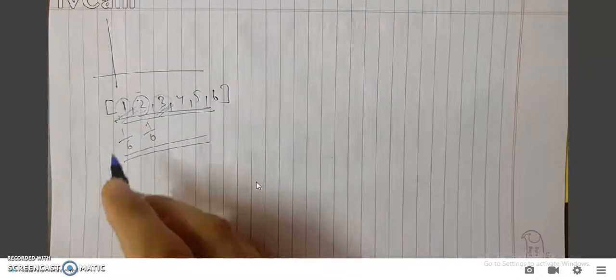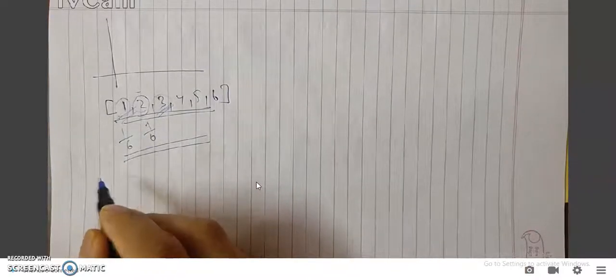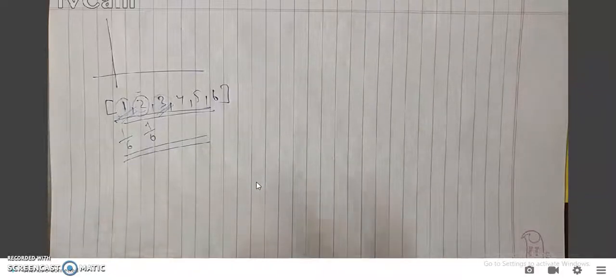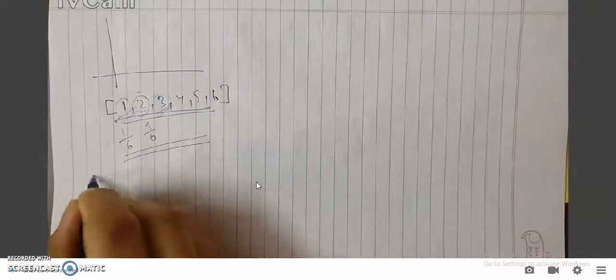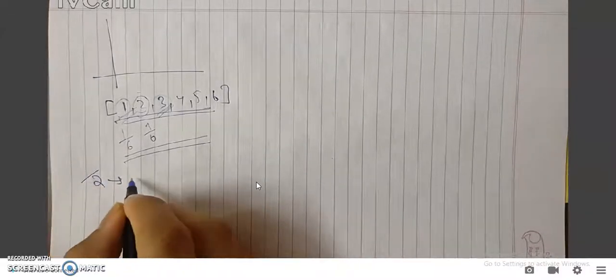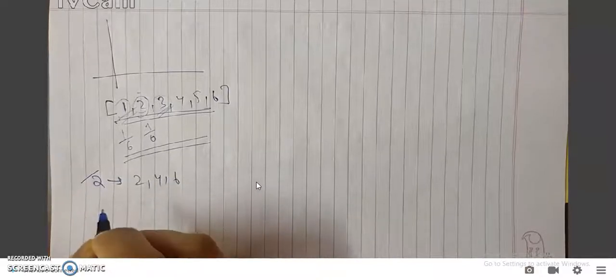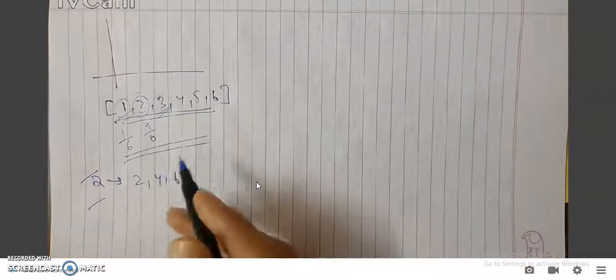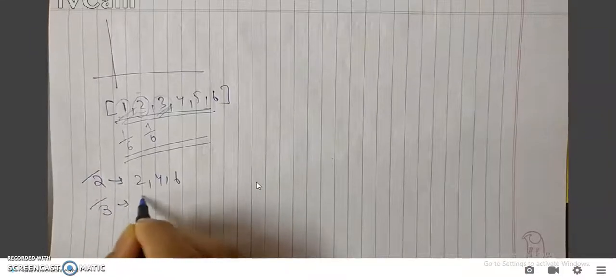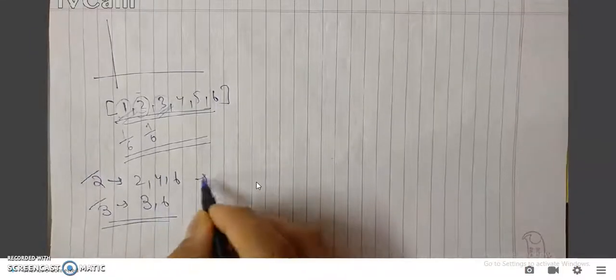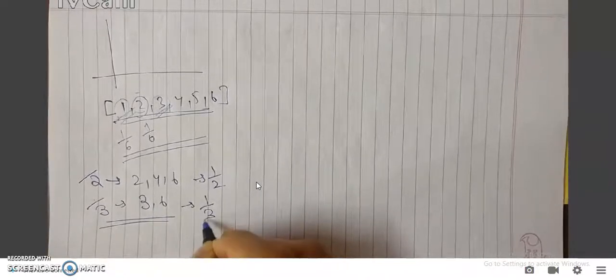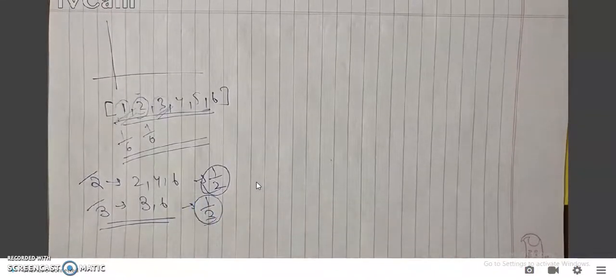Suppose we consider the probability of a number coming which is divisible by 2, which would be different from the probability of a number which is divisible by 3. The numbers divisible by 2 are 2, 4 and 6, and the numbers divisible by 3 that come by rolling the dice are 3 and 6, right? So here the probability is 1 by 2, and here the probability is 1 by 3. So in the discrete distribution, the numbers are discrete numerically, like perfect integers.